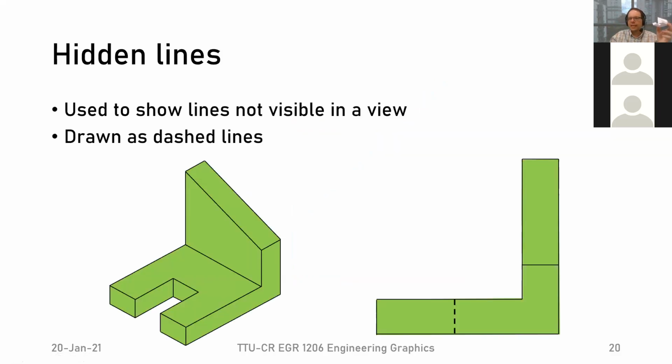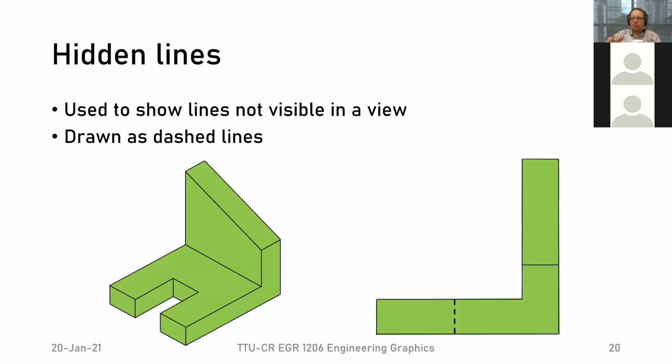And now, hidden lines. So I said what we do is we act as if this thing is transparent. Because if we're looking from either of the two side views, this view or this view, then we have no idea that there's a hole here. There's nothing that indicates that.